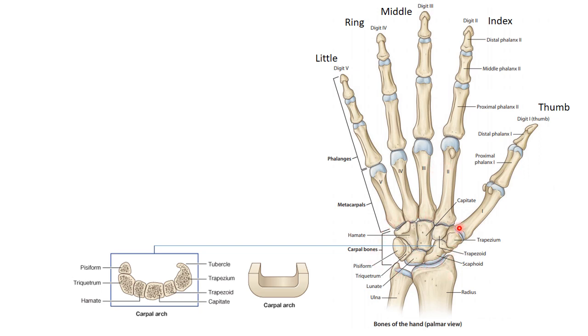Carpal bones, we have 8 bones arranged in 2 rows. Proximal row, and remember this is the proximal area and this is distal, and distal row. We have 4 bones in the proximal row and 4 in the distal row. Here we see them. This is called scaphoid, lunate, triquetrum, pisiform, trapezium, trapezoid, capitate, and hamate.